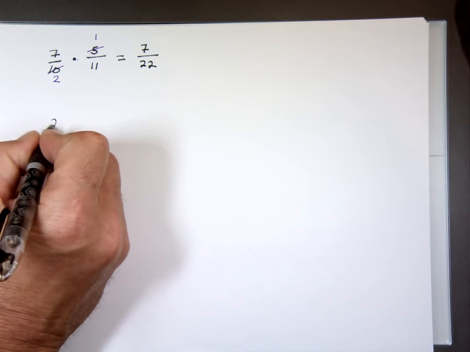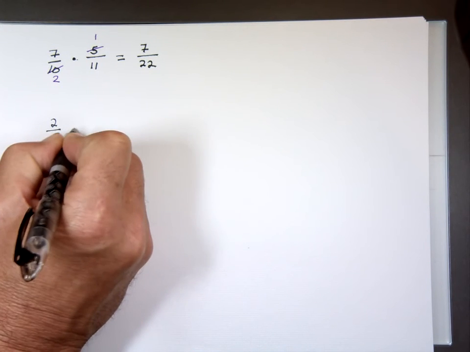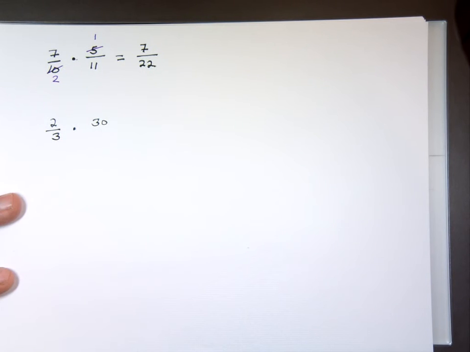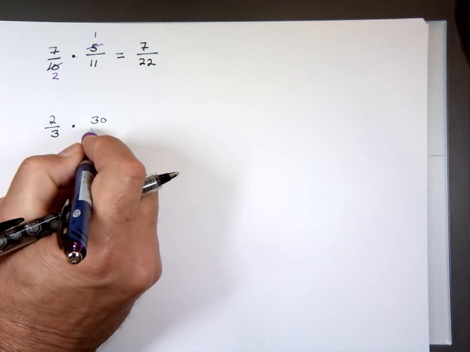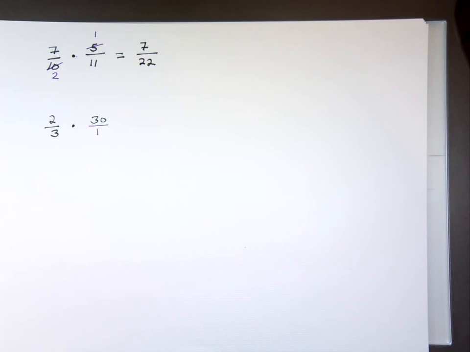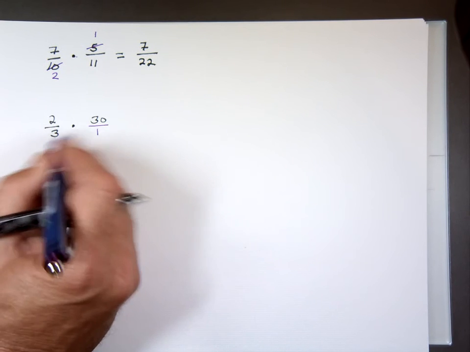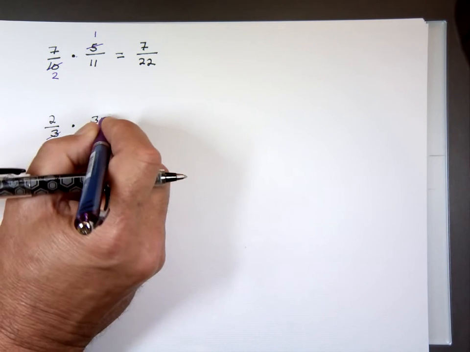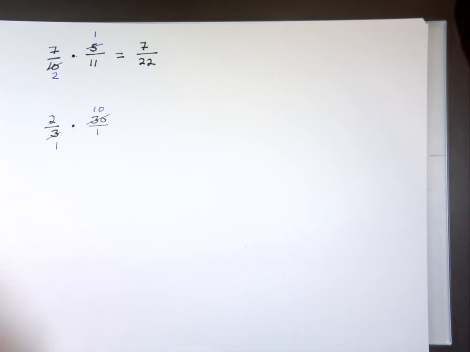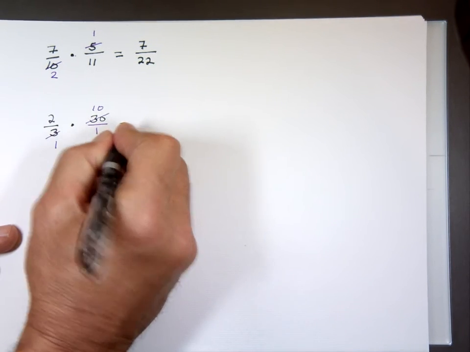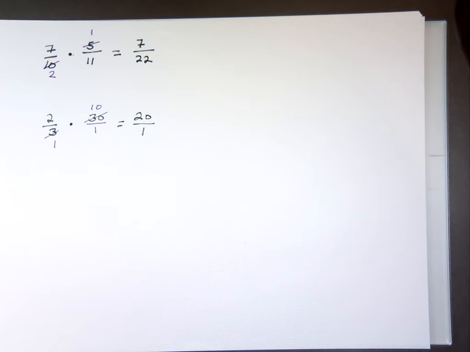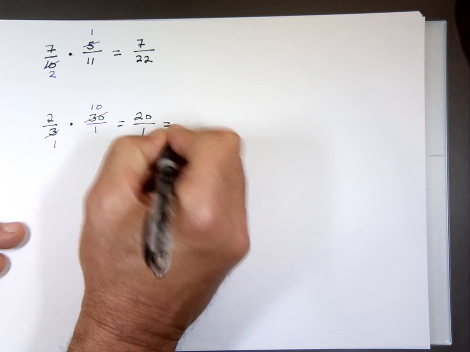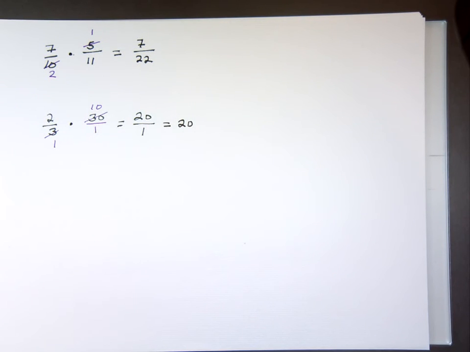Or I can do this one. 2 over 3 times 30. The 30 is 30 over what? 1. So I can make the 30 over 1. Now let's look and simplify. I see both of these divisible by 3. By 3, this is 1. By 3, this is what? 10. 2 times 10, 20. 1 times 1, 1. If you leave the answer like this, they will mark it wrong. Why? Because you can write that as what? Just 20. Yep.